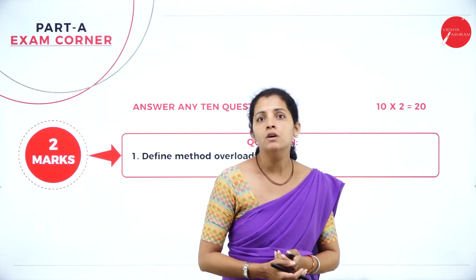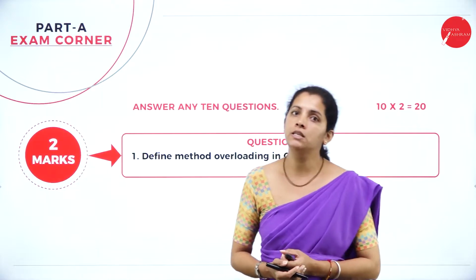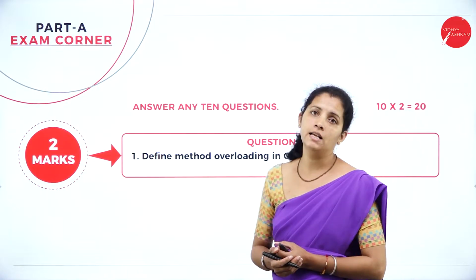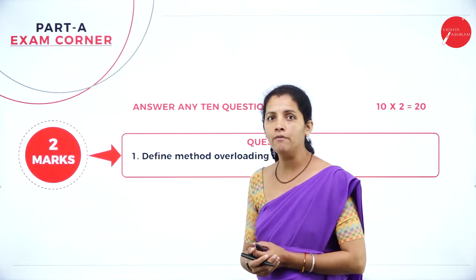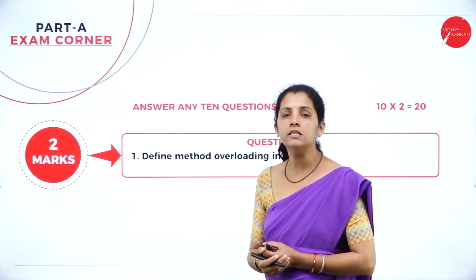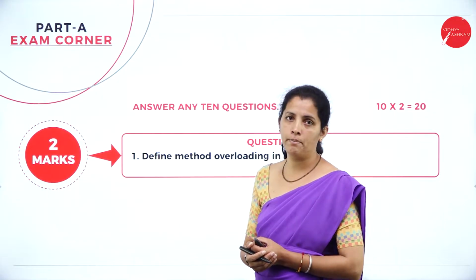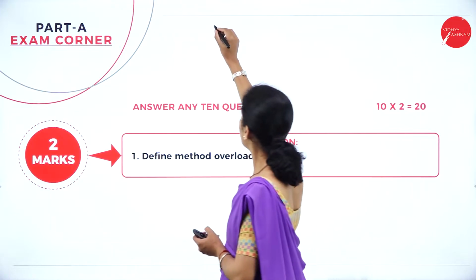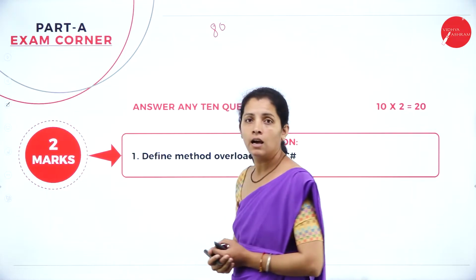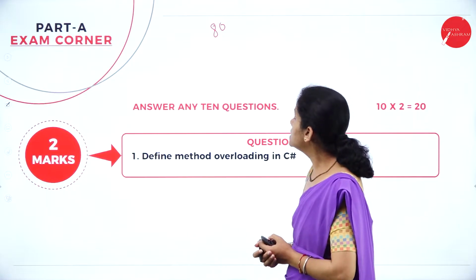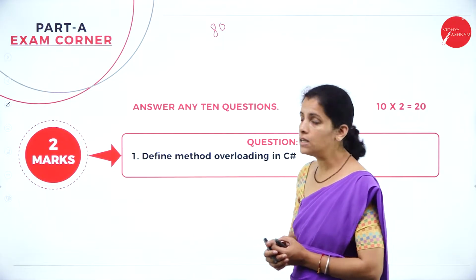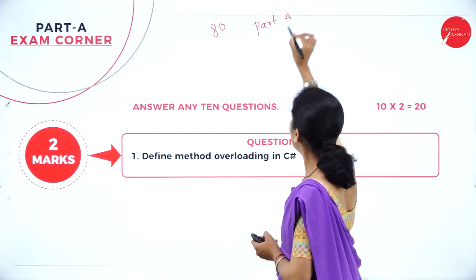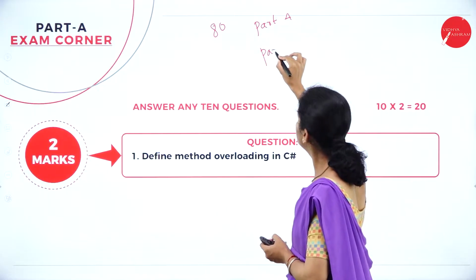Now, dear student, let me discuss the question paper pattern. If I consider the .NET programming language, I'm going to write this exam only for 80 marks. In the sense, the theory exam is only for 80 marks. Now, if I consider the question paper pattern, I'm going to have part A and part B.